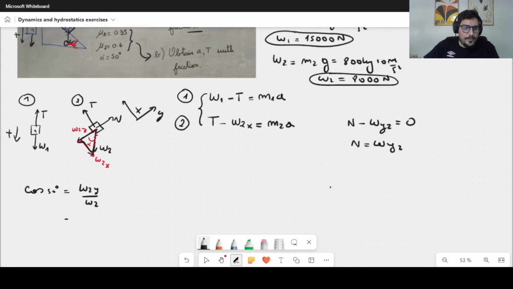Okay, so weight 2 we know the value, 8,000 Newton. We pass it multiplying, so we have 8,000 Newton times cosine of 50. Cosine of 50 is 0.64. That's weight 2 in y. So weight 2 in y is 0.64 times 8,000. The result is 5,120 Newton. That's the weight 2 in y.